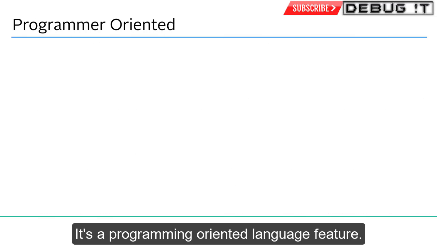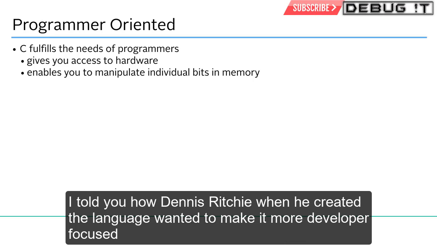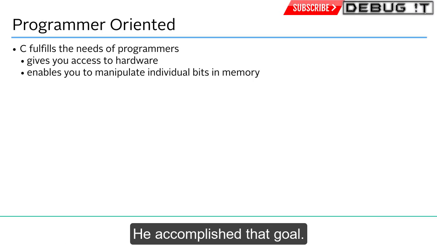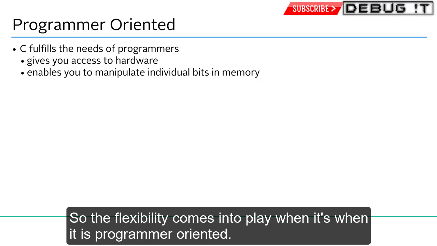It's programmer-oriented. That's a language feature. It fulfills the needs of the programmers. I told you how Dennis Ritchie, when he created the language, wanted to make it more developer-focused. And he did that. He accomplished that goal. It gives you direct access to hardware. It enables you to directly access memory and manage your own memory. So the flexibility comes into play when it is programmer-oriented.